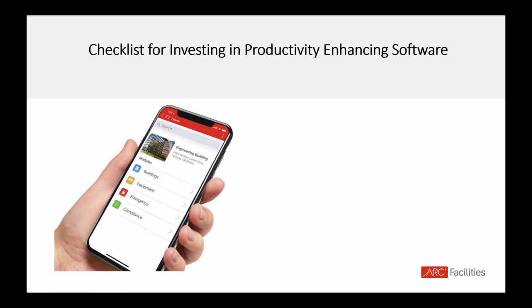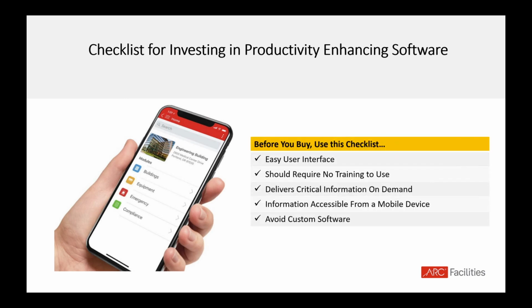Here's one way I would look at it, and I would like to then get comments from David and Dennis. Checklist for investing in productivity enhancing software, particularly in this category. Before you buy, I would say use this checklist. It should be an easy user interface. If the interface is not easy, then it doesn't help. You're back to square one. It should not require any training, because you don't need training for any apps. Somebody might have to show you a few times if you are not very app friendly, but very quickly you should be able to learn that.